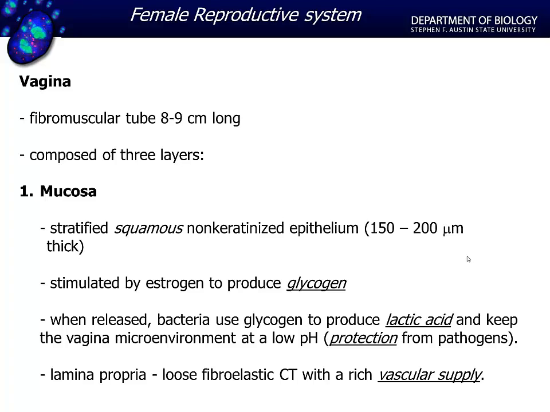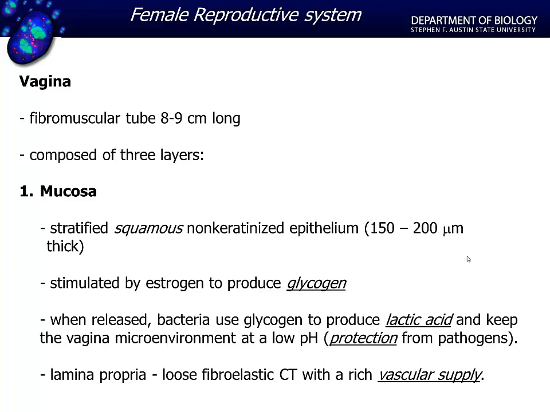But what we're also going to see is that when we release this glycogen, the bacteria present, the normal bacterial fauna that we have in the vaginal cavity, are going to use that glycogen to produce lactic acid, and this is going to be protective in nature because it keeps the vaginal microenvironment at a lower pH. That's not going to be a hospitable environment for many pathogens. So in that case, it's protective in nature as well.